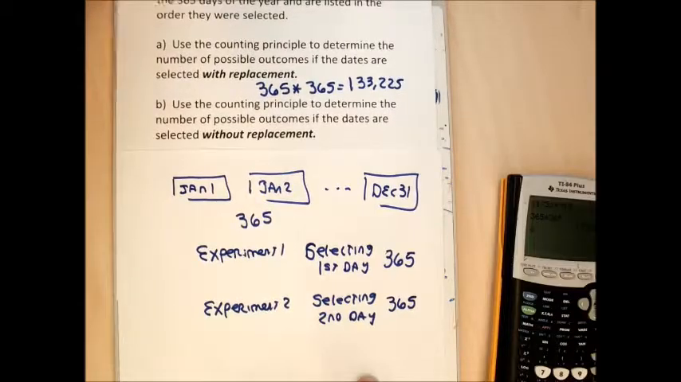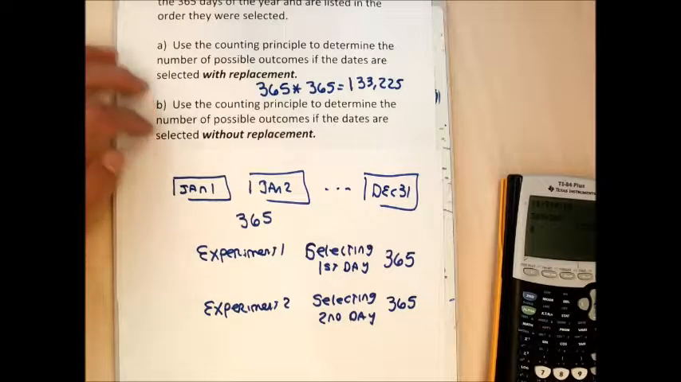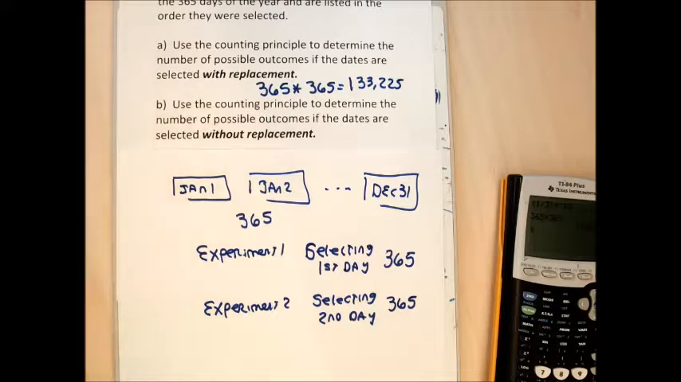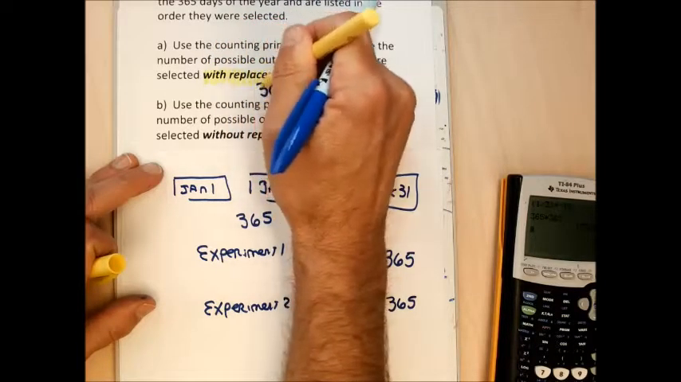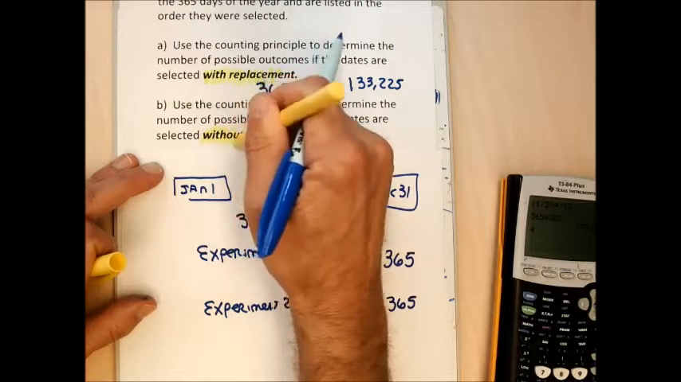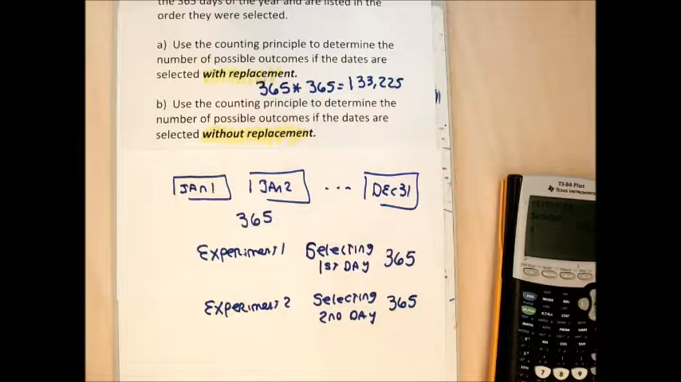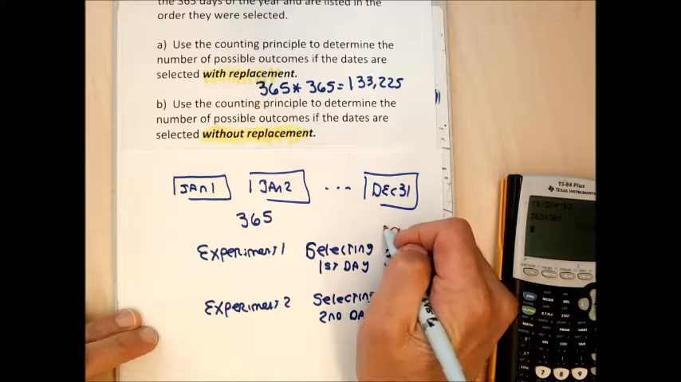For part B, it's the same 2 experiments. First experiment is selecting the first date. The second experiment is selecting the second date. The difference between question A and question B is the word with replacement and without replacement. When I have the word without replacement, that's going to impact experiment 2, but not experiment 1. So this was for part A of number 1.